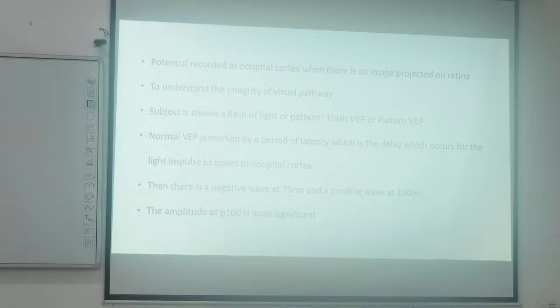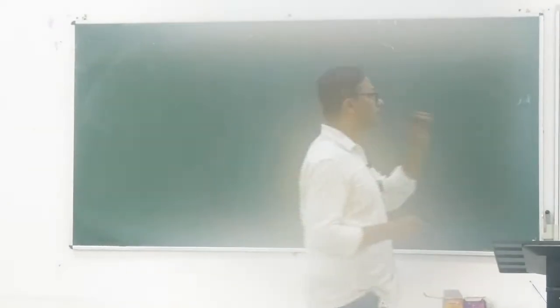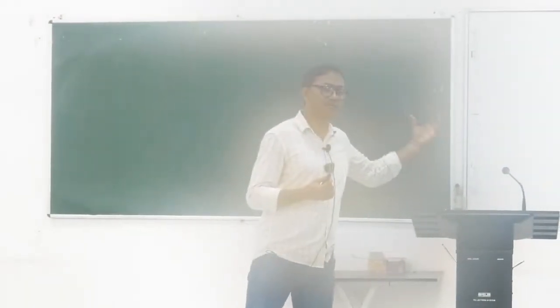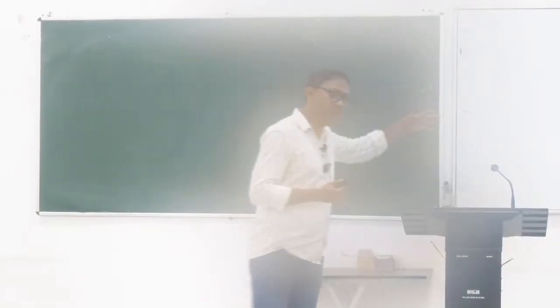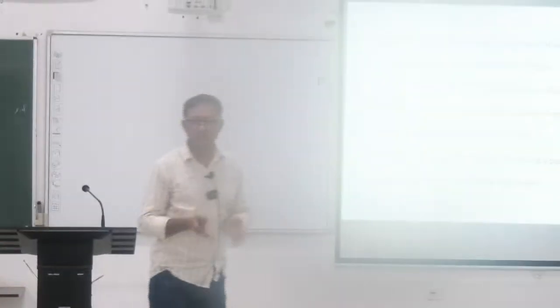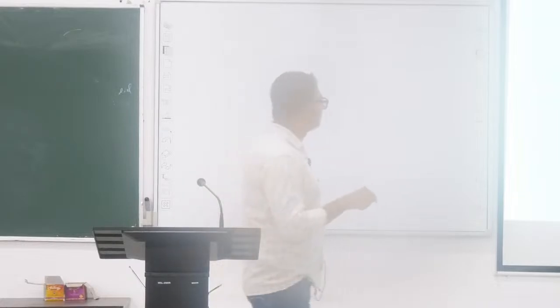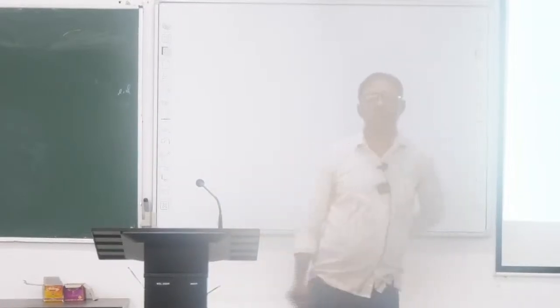Okay, an image is projected on the retina. So what is the image? Usually light. Flashlight is produced in front of the patient's eye, and it is to understand the integrity of the visual pathway. Okay, to understand whether the visual pathway is intact or not. The visual pathway starting from optic nerve, optic chiasma, optic tract, lateral geniculate body, optic radiation, then occipital cortex. Whether this whole pathway is intact or not, whether there is any pathology, any lesion, any tumor in the pathway or not. Right? So the subject is shown a flashlight or a pattern, picture pattern, right?